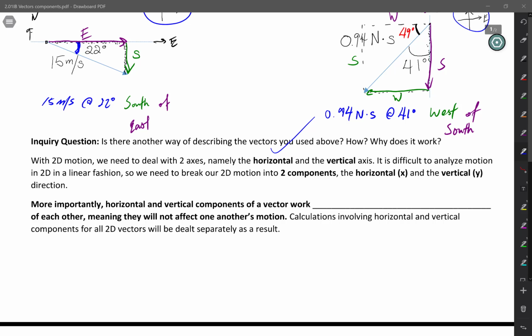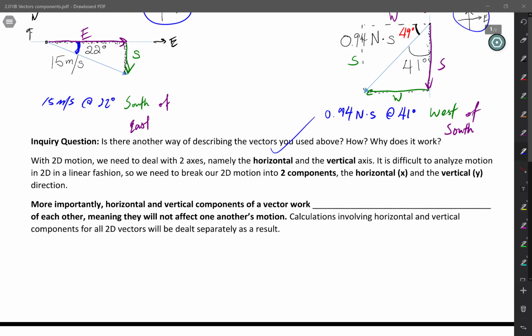Welcome back to part 2 of vector components. In this video, I'm going to specifically show you how to take a vector, a 2D vector, and break it down into its horizontal and vertical components, its x and y components. Now, why do we do this?